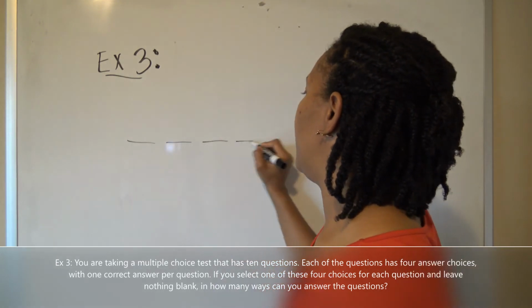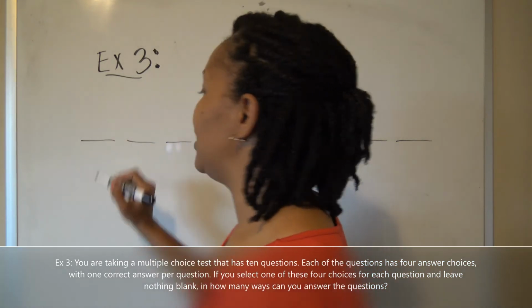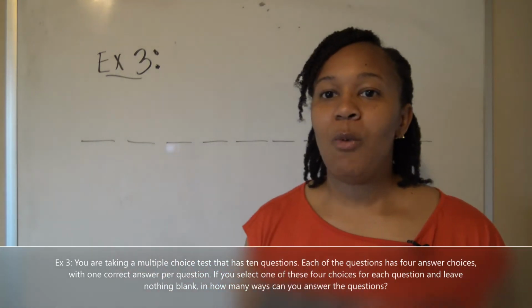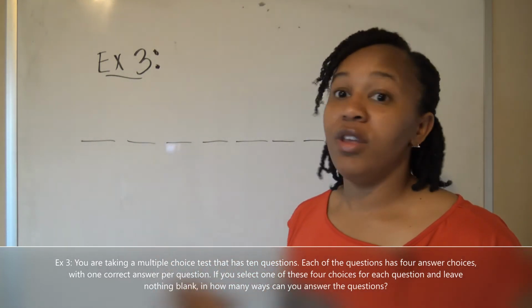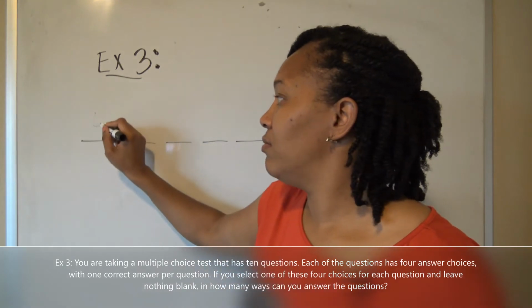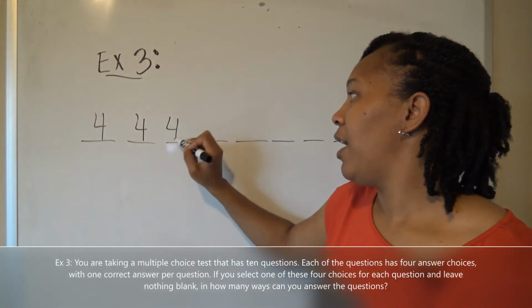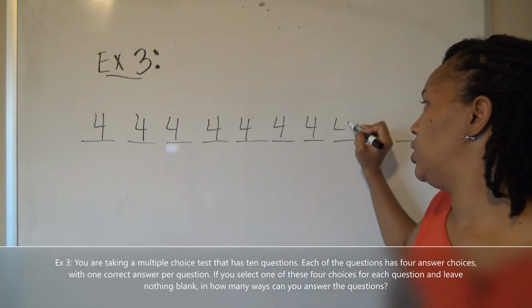So 1, 2, 3, 4, 5, 6, 7, 8, 9. I'll put another one here, 10. Alrighty. So each one of these dashes represents a question. And so I want to multiply the number of options I have for each of those questions. Well, there are 4 options for each question. So for each of these little blanks, I will put a 4, because I have 4 different ways I can answer each of these questions.